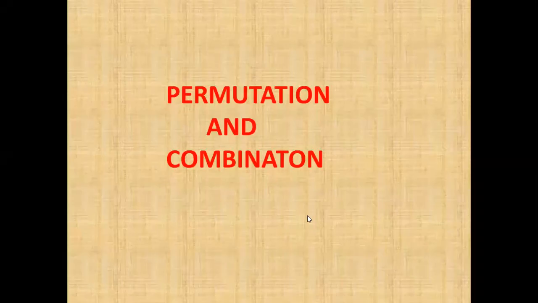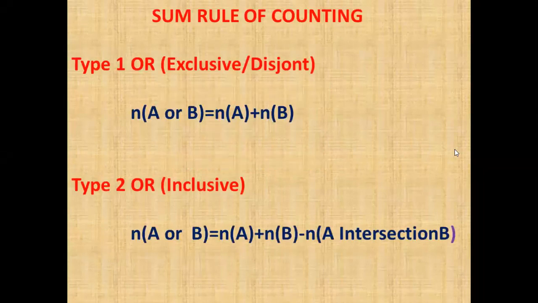We're starting this topic, and the name of this topic is permutation and combination. First of all, permutation means arrangement and combination means selection. Before we start, we are using two kinds of rules in it: the sum rule of counting and the product rule of counting. The sum rule of counting is again of two types.